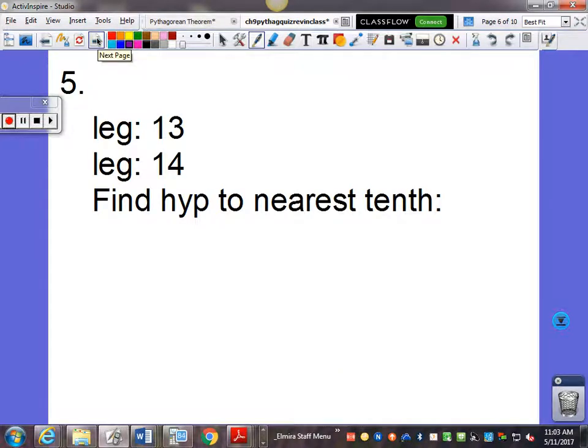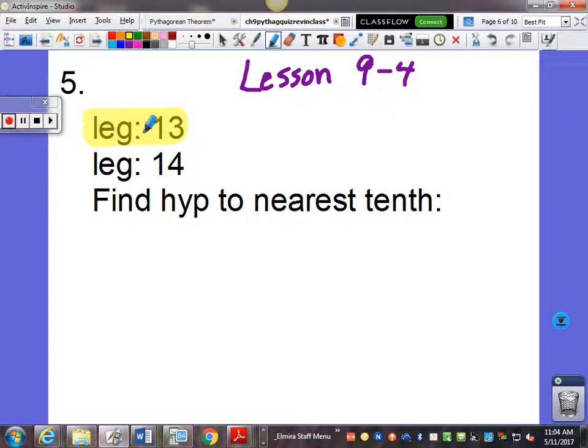All right, lesson 9.4 starts off with, let me just write this at the top here. Okay, so lesson 9.4, we're given some information but no diagram. Okay, let's see. So it says leg 13. Well, we've been coloring in and highlighting our legs in yellow, so let's continue to do that. So this leg is 14, and it says find the hypotenuse. So that means I don't know the hypotenuse. That's going to be what I consider my x.